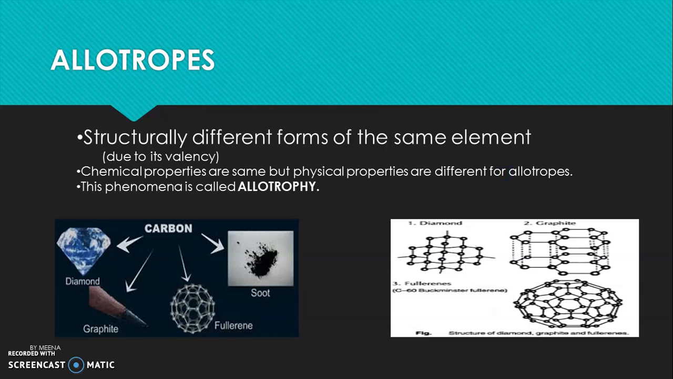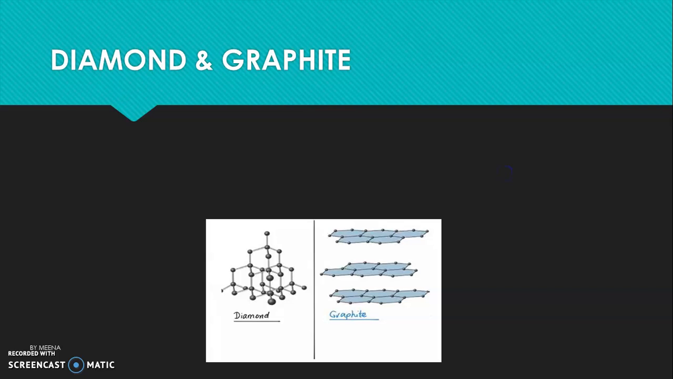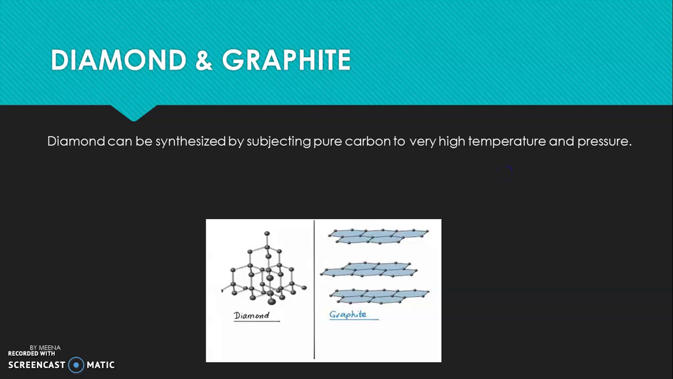So this phenomenon is called allotropy. Structurally different forms of the same element, it is because of its valency. So the physical properties are completely different and chemically they are the same. Now let us see more about diamond and graphite. Diamond can be synthesized by subjecting pure carbon to very high pressure and temperature. All the synthesized diamonds will be small in size, and the naturally formed diamond will be bigger in size when compared to the synthesized one. So we cannot synthesize bigger diamonds.